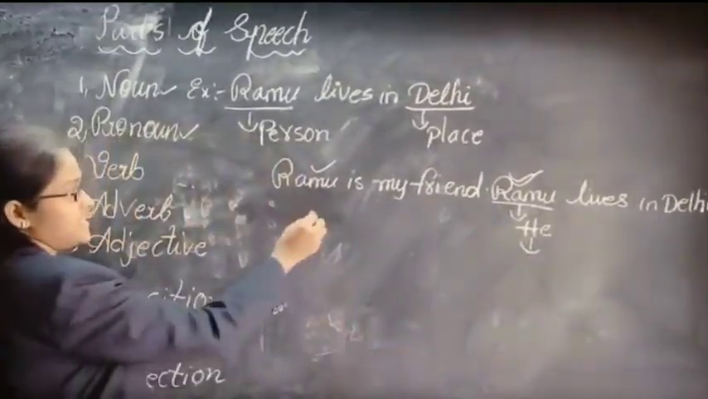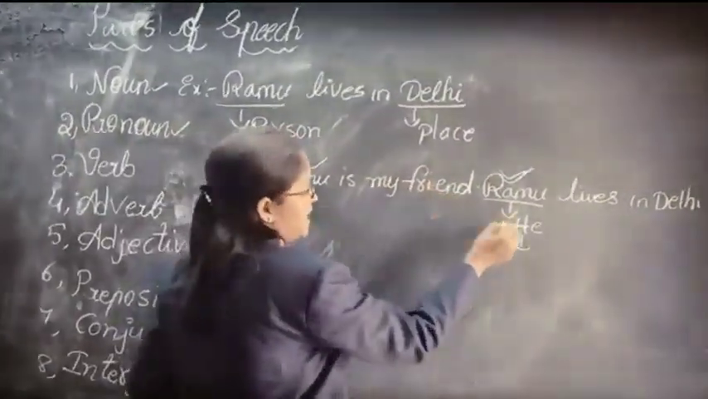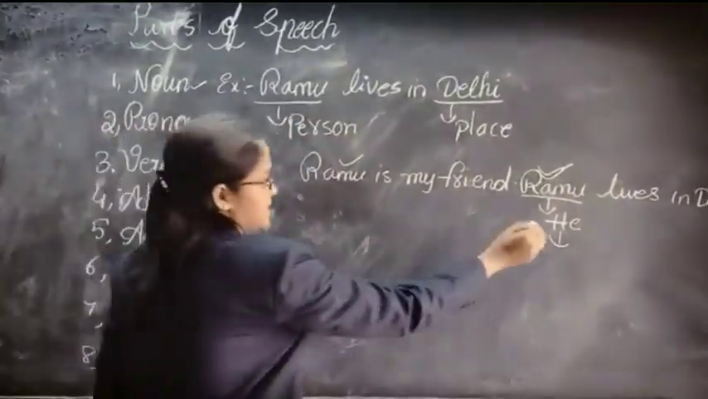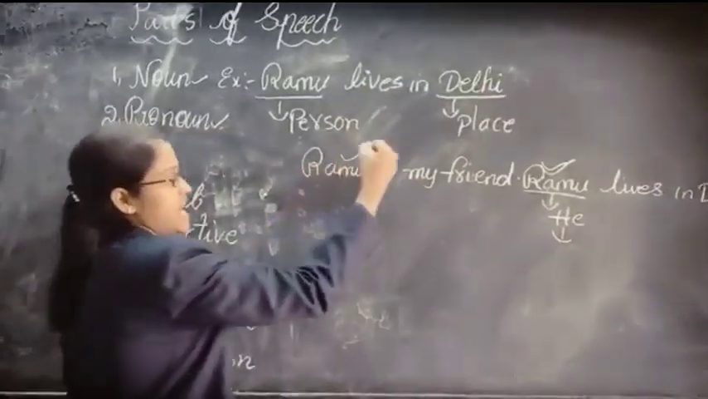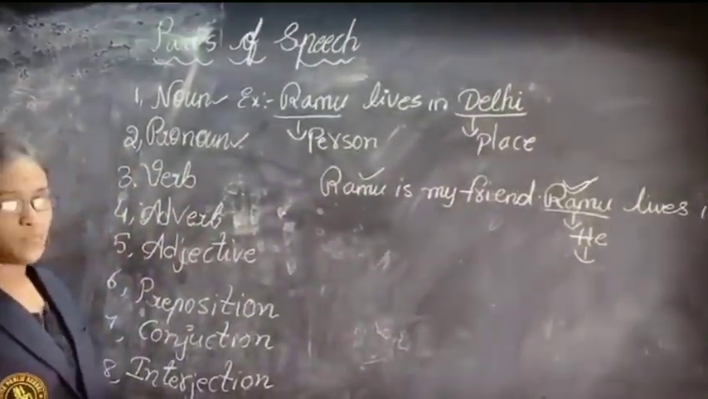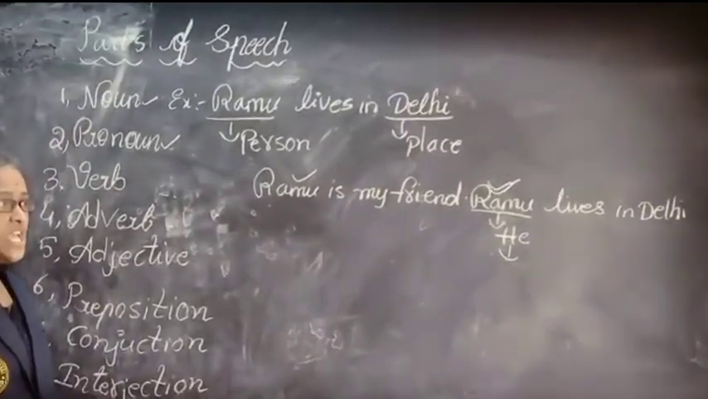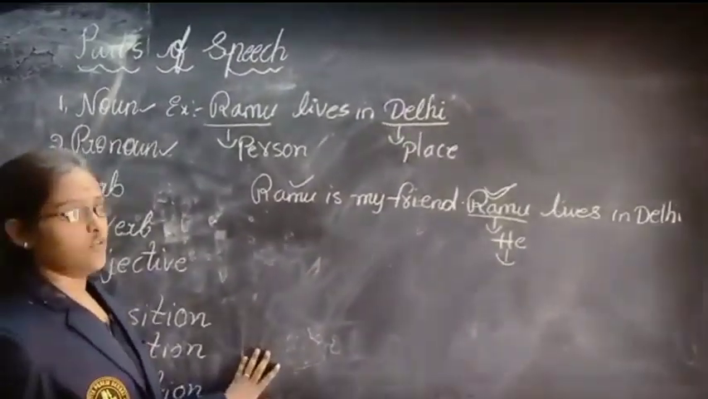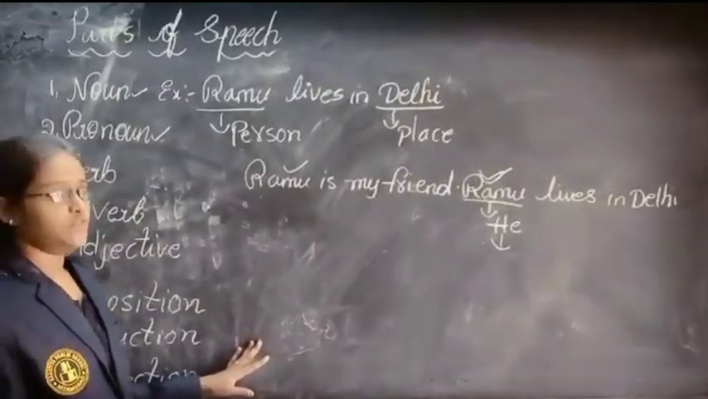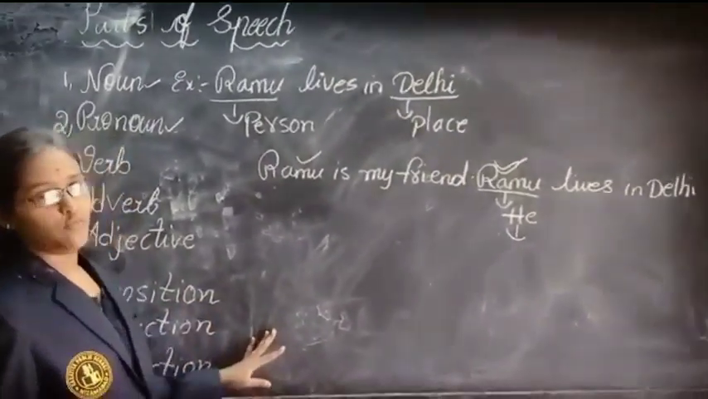So now what is the sentence? Ramu is my friend. He lives in Delhi. In this sentence, Ramu is the noun and he is the pronoun. So you have understood, children, what a pronoun is? Pronoun means nothing but a word used instead of a noun, to avoid the repetition of words.